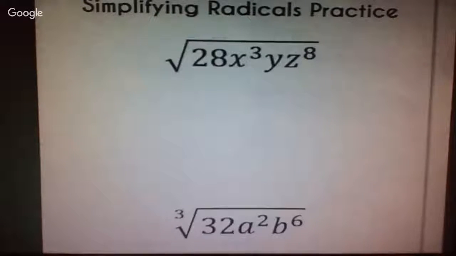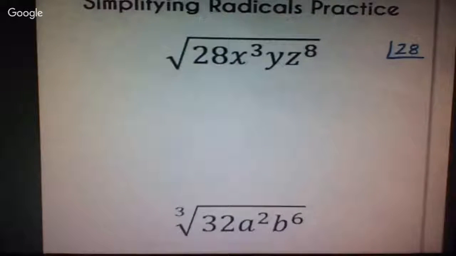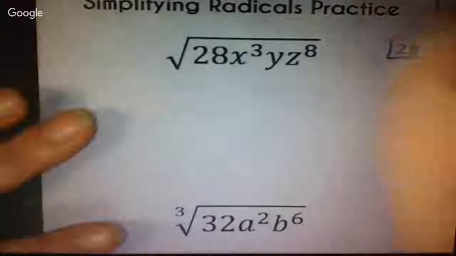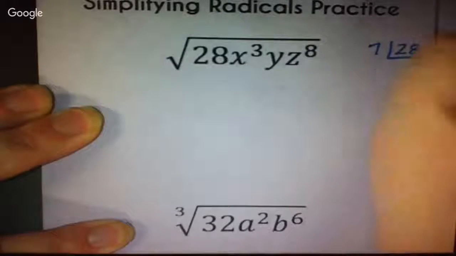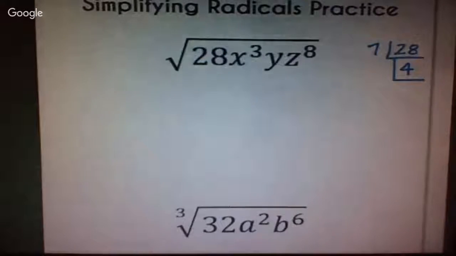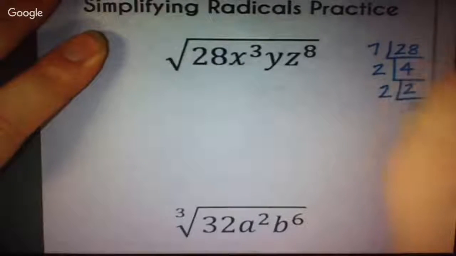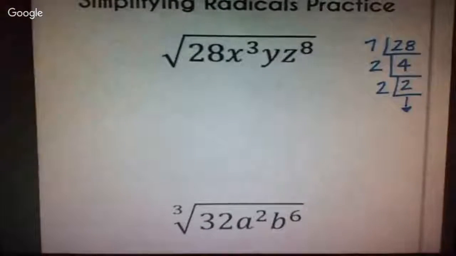Okay. When we simplify radicals, which is why we covered prime factorization yesterday, we need to break this into its prime factorization. So we're going to start with 28. What is a prime number that divides into 28? 7. If I divide by 7, I'm left with 4. What prime number divides into 4? 2. That leaves me with 2. And what prime number divides into 2? 2. And that leaves me with 1. There's my birthday candle. It's a 3-tier cake.